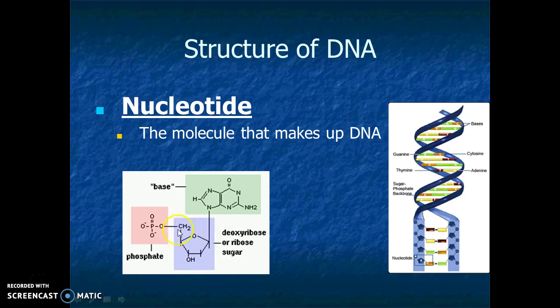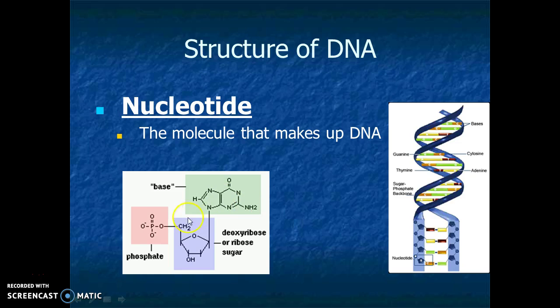This happens to be deoxyribose sugar. It's DNA. If it's RNA, it's ribose sugar. But DNA, deoxyribose sugar. And then there's a nitrogen base. See how the nitrogen's there? You're going to see nitrogenous base in your reading. And that's what this is referring to as the base.